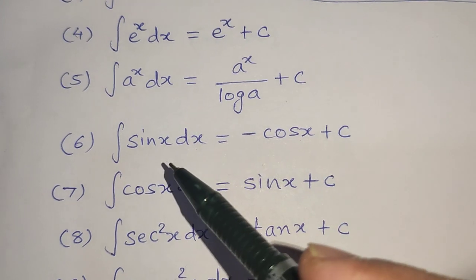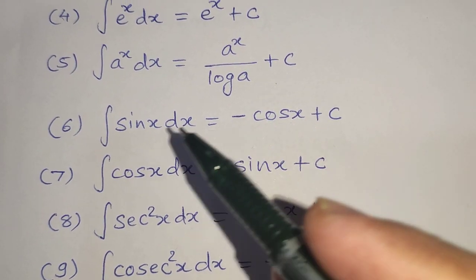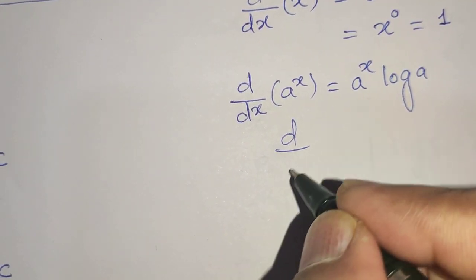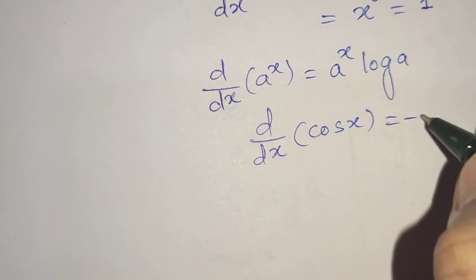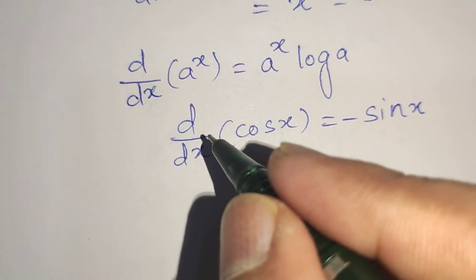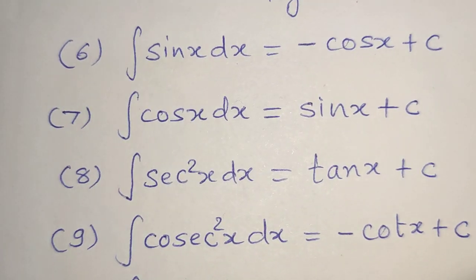Now remember the derivative of cos x. The derivative of cos x was minus sin x. So the integration of sin x will be minus cos x. Derivative of cos x is minus sin x, so simply take this minus sign onto the left hand side. It will be minus cos x, and integration of sin x will be minus cos x.